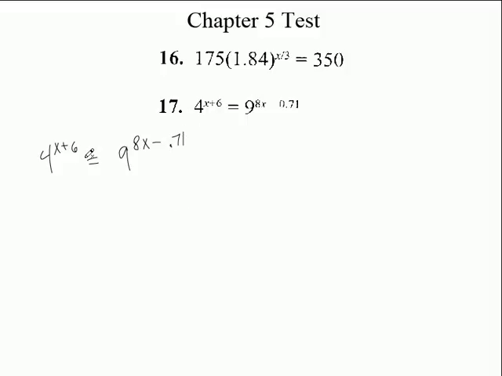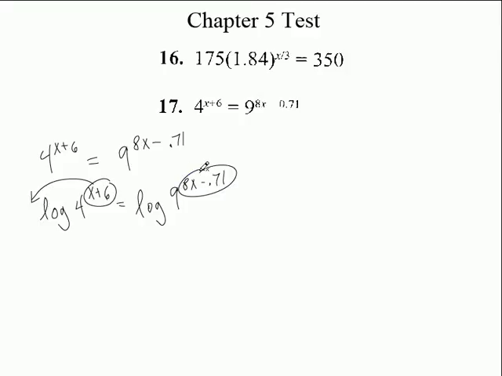Alright, there's no way to get the bases to be the same here, so in order to do something with our exponents, we're kind of stuck, so we use logarithms. We're going to take the log of both sides. So we're going to take the log of 4 to the x plus 6 equals log of 9 to the 8x minus 0.71 power. Now we have rules for this. First thing we're going to do is use that power rule. Put that over here, take this and put that out in front. Let's see what we get here.